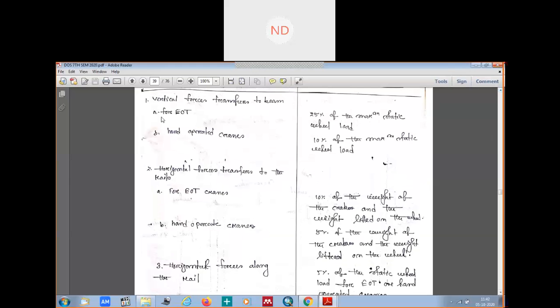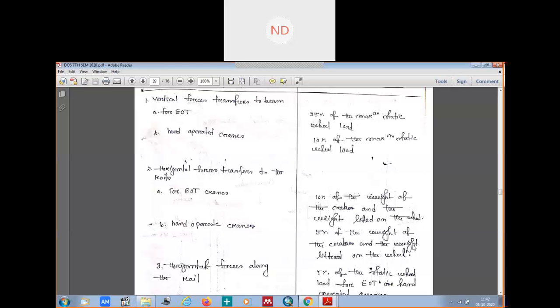Like for the vertical forces, whether it is EOT or hand operated will be mentioned to you, or when you are designing, you will see yourself what you are designing. If it is EOT, you will give an impact of 25% of the maximum static load, and if it is hand operated, 10%. And for the horizontal force on the rails, if it is EOT cranes, then 10% of the weight of the trolley and the weight lifted is the impact allowed.